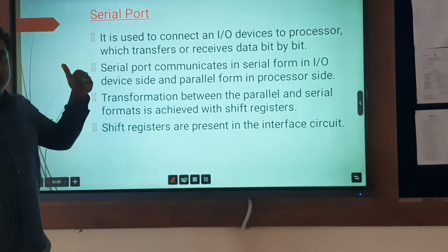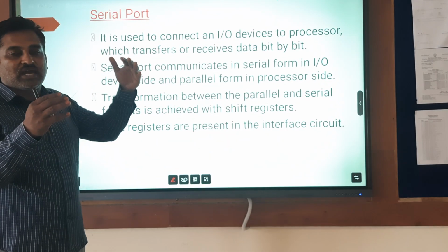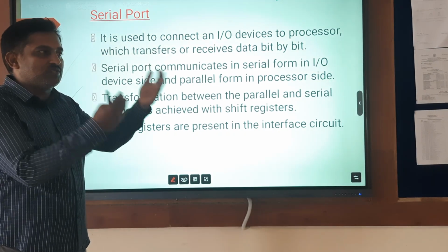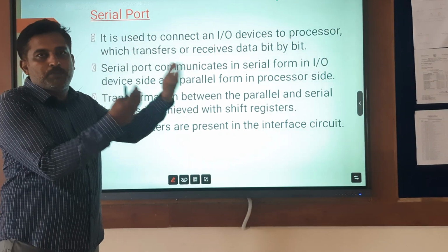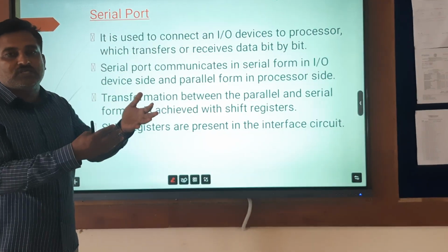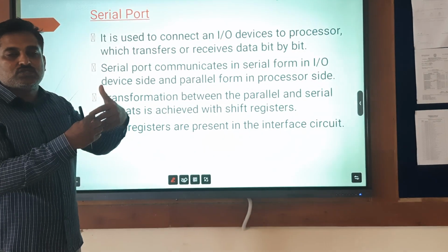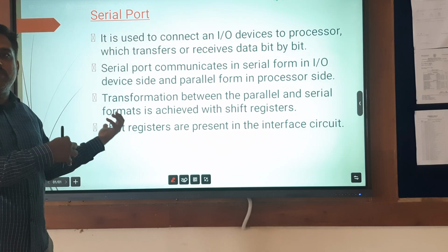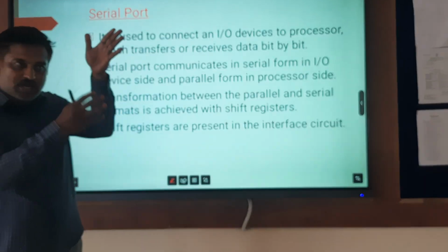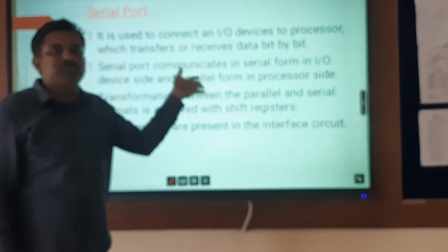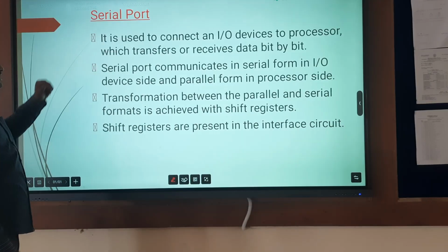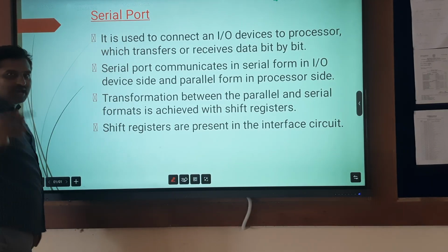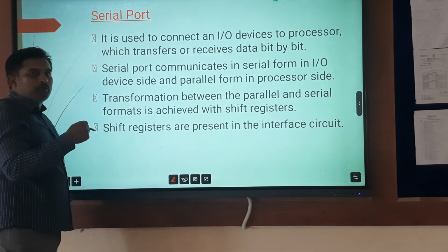It may not contain so many connections like what we have seen in the parallel port operation. Parallel port contains a multi-bit connector. So because of the multi-bit connector, it receives many bits of data at a time, depending upon the number of cables we are using. But this is the serial port. The data will be transferred to the processor bit by bit only.